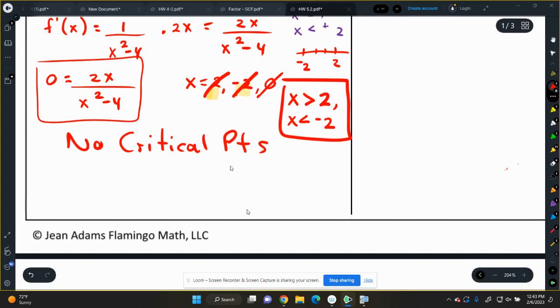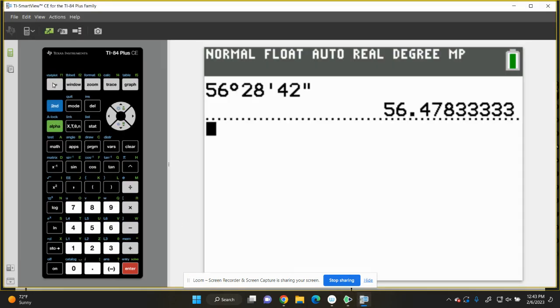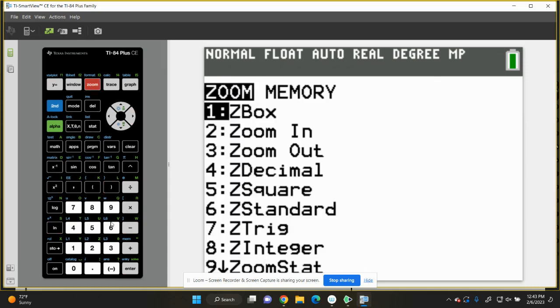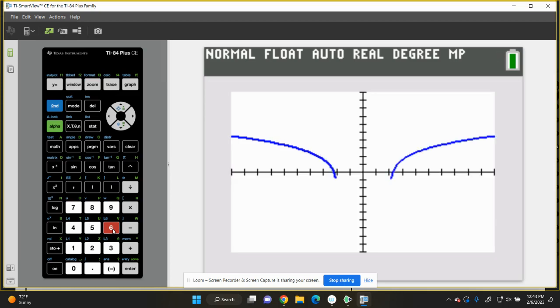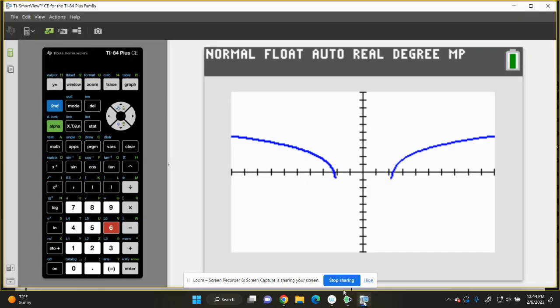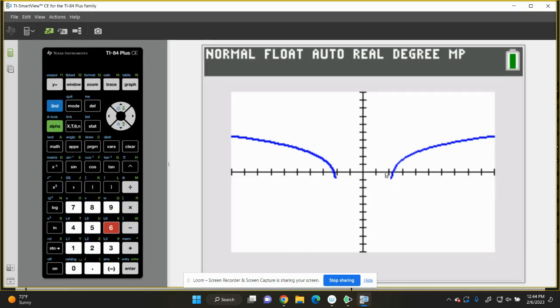There's nothing to test. If you were to look at the graph of this, let's look. Natural log of x squared minus 4. Let's look at this graph in a standard window. What's happening here? Did I graph it correctly? x squared minus 4, greater than 2, less than -2. Right? So this is actually an asymptote.